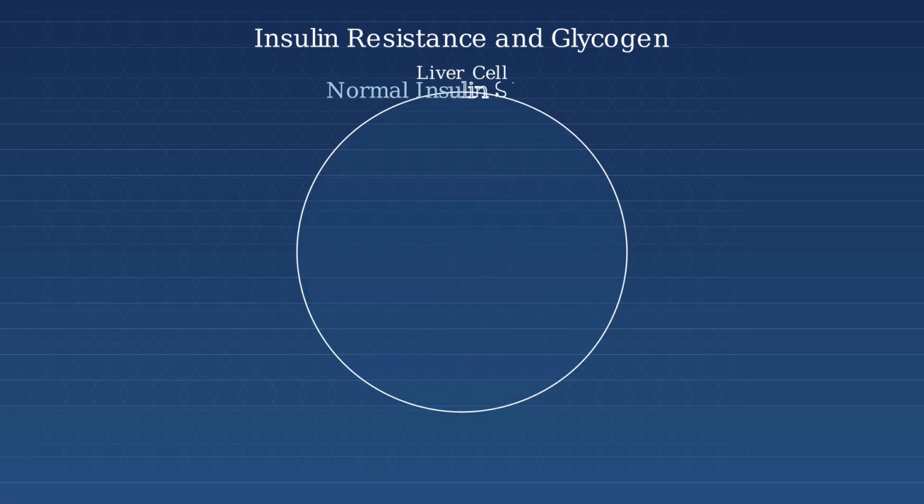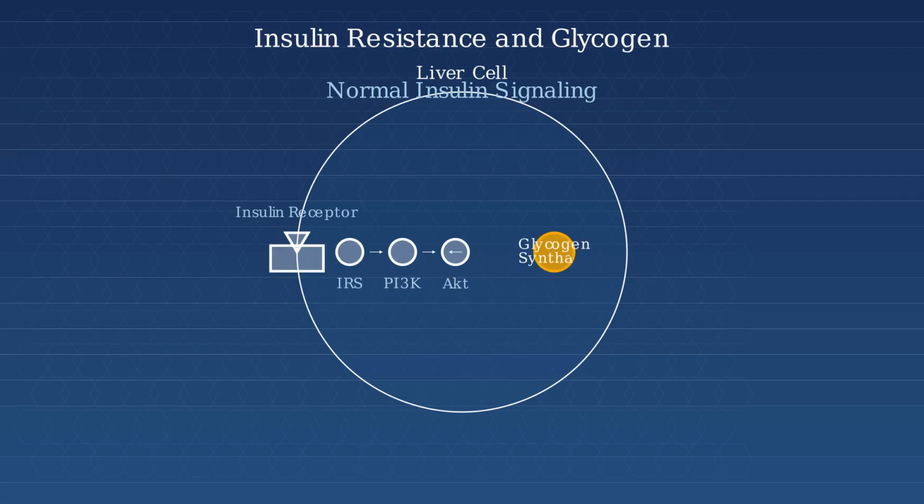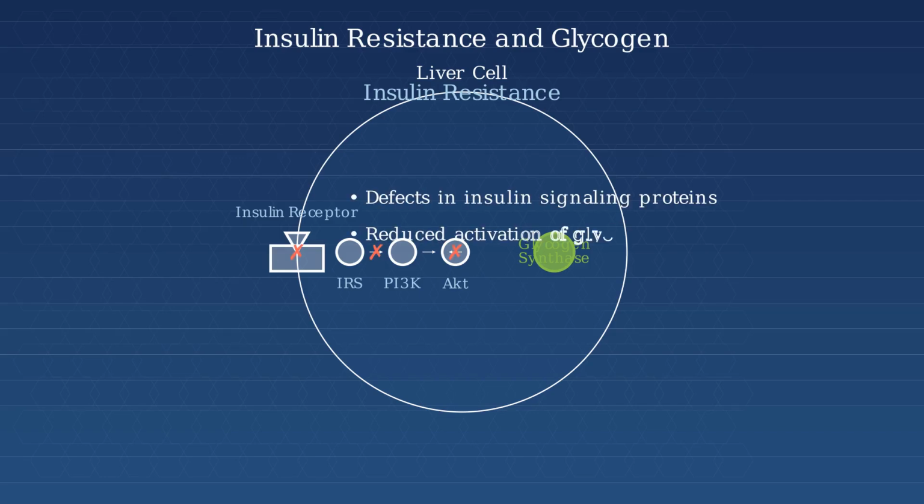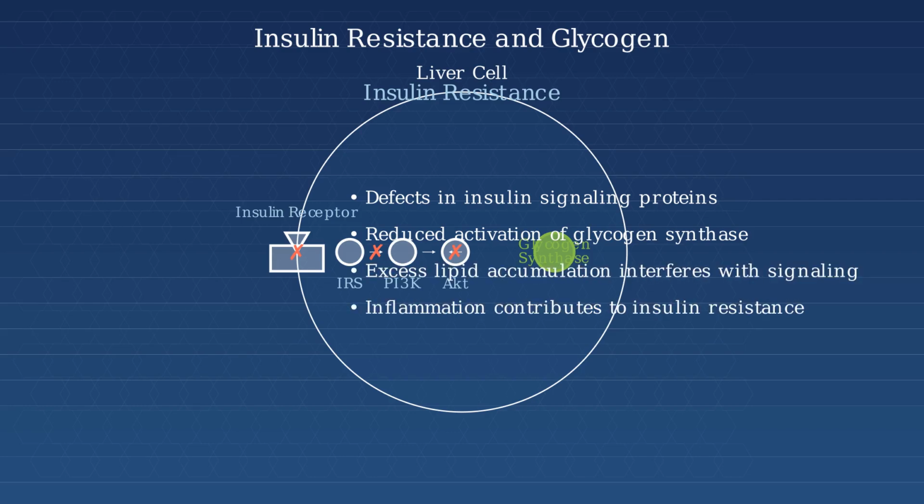In normal insulin signaling, insulin binds to its receptor and activates a cascade of proteins. This pathway ultimately activates glycogen synthase, promoting glycogen formation and storage. In insulin resistance, this signaling pathway becomes impaired at multiple points. Several mechanisms contribute to insulin resistance, reducing the cell's ability to synthesize and store glycogen properly.